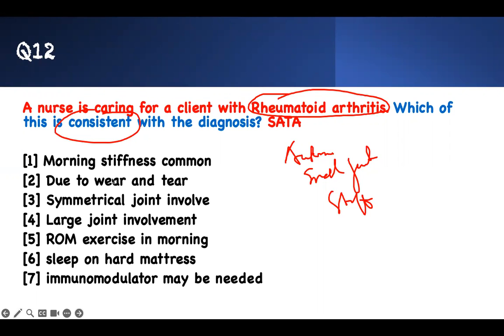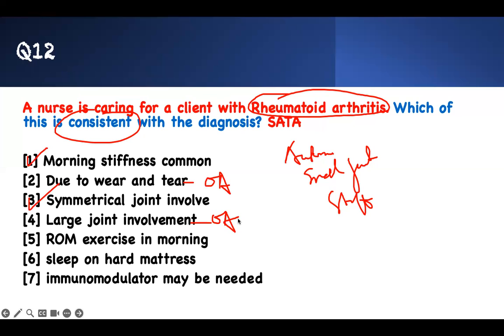Therefore, morning stiffness is very good. If you're not moving, it gets stiff. It's due to wear and tear? I just told you, it's an autoimmune. It's not osteoarthritis. This is osteoarthritis. It's due to wear and tear. This is not due to wear and tear. Symmetrical joint involvement, because it's an autoimmune, it can affect both joints. Large joint involvement, no. The tiny joints in your fingers, yeah, toes and other stuff. Large joint is for osteoarthritis, your knees and other stuff.